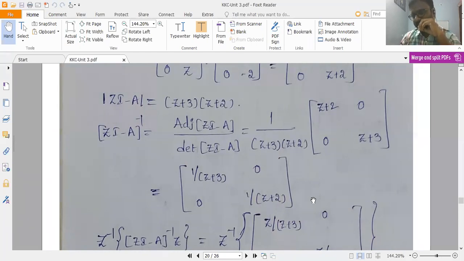So in the next class we will see the problems regarding the Jordan canonical form, that is, repeated roots: what is going to happen when repeated roots are obtained.